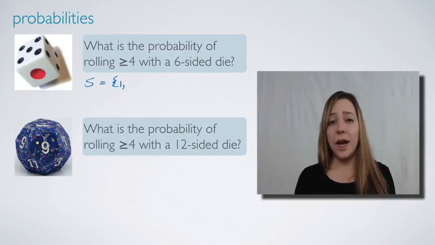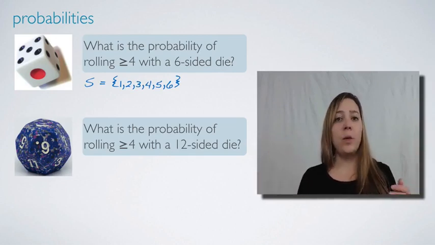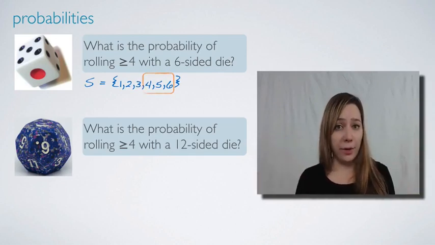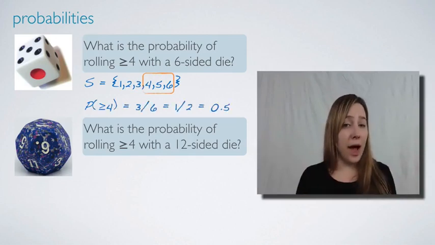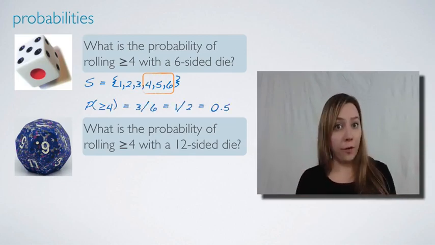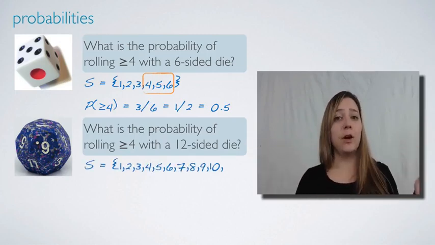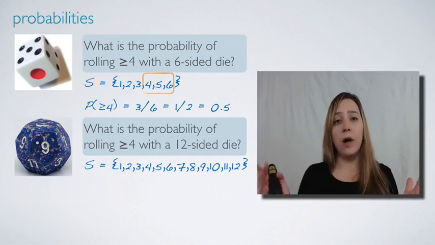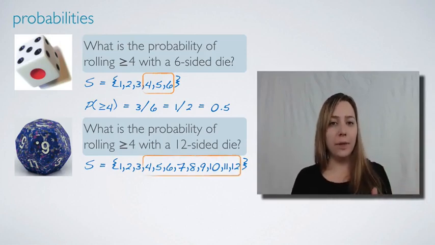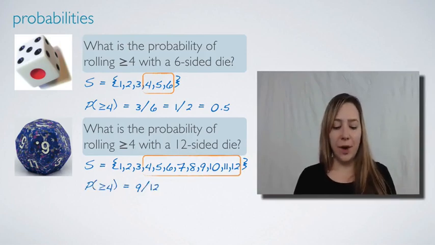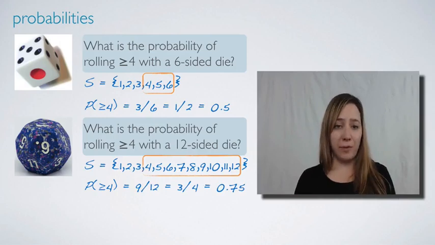With a 6-sided die, the sample space is made up of numbers between 1 and 6. We're interested in an outcome greater than or equal to 4. The probability of getting such an outcome is then 3 out of 6 or 1 out of 2 or 50%. With a 12-sided die, the sample space is bigger. Numbers between 1 and 12. And once again, we're interested in outcomes 4 or greater. The probability of getting such an outcome is 9 out of 12, or 3/4, or 75%.